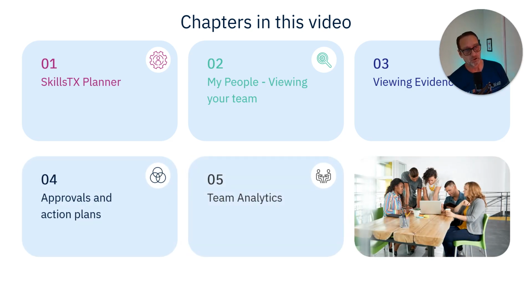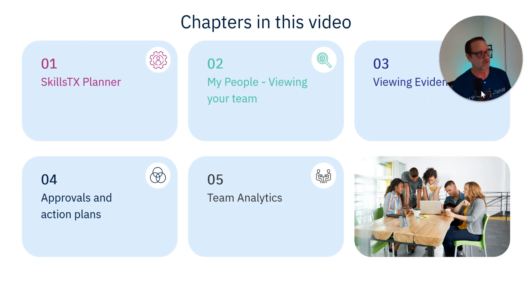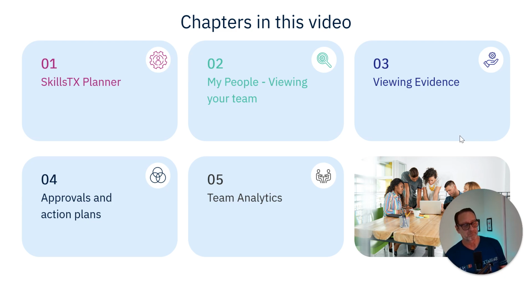We're going to start by having a quick look at the planner. I suggest you watch the employee experience demo for details of that. We'll just have a quick look. We're then going to look at this concept of my people, so how we view people within the team. An important aspect of this is the ability to view evidence. That obviously really falls into the next category of approvals and action plans, that sometimes we need to see evidence of skills in order that we can approve someone's profile if we're using that feature. And finally, the aggregated view of the team.